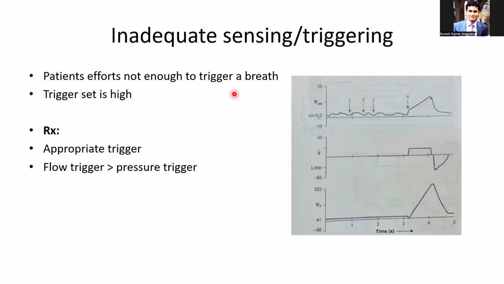If there is inadequate sensing, some of the efforts will not be supported by the ventilator, and only if the patient produces enough trigger will those efforts be supported. It could happen if the patient's efforts are not enough to trigger the breath, or if the trigger set is very high. So the treatment for this condition is to set an appropriate trigger, and flow trigger is better than pressure trigger.